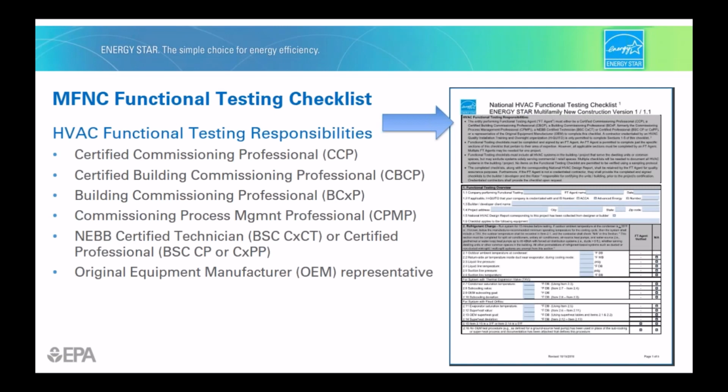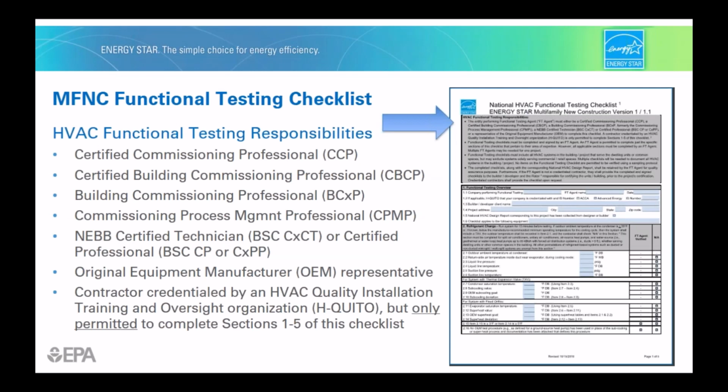If the FT agent is a contractor that is credentialed by an HVAC Quality Installation Training and Oversight Organization, or HQITO, they should note that they are only permitted to complete sections 1 through 5 of this checklist. To complete the other sections, they would also need one of the other listed credentials. Also, there's an important footnote in this bullet. Functional testing agents may not be the installing contractor unless they are a credentialed contractor, even if they have one of these other listed credentials.